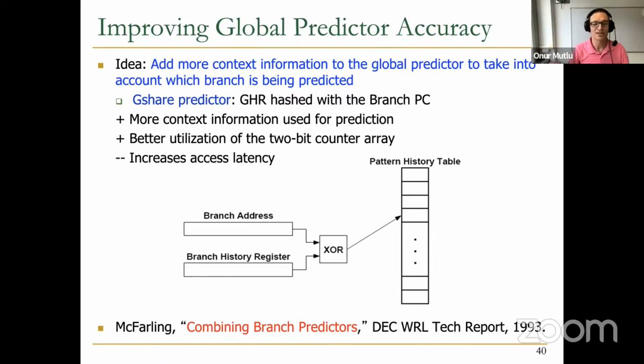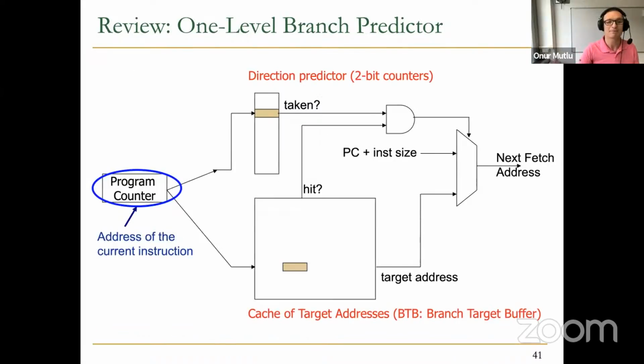Okay, the downside, of course, is as you keep adding more context information, you increase the latency. In this particular case, it's just XOR. But if you keep adding more XORs, for example, more information, your latency starts increasing. And this could already be a critical path in your pipeline. Okay, let me finish the global branch predictor.